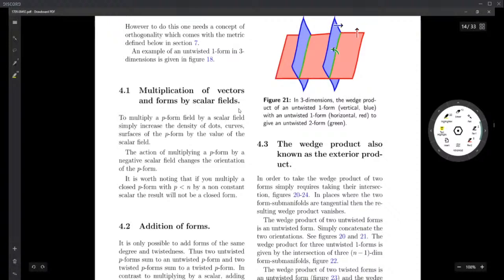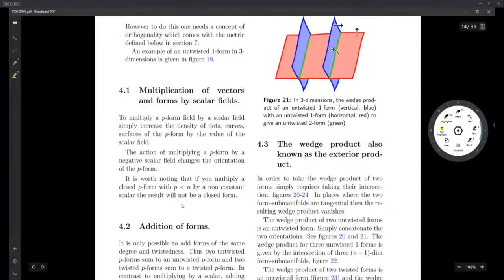So if you studied 10th grade physics, you would obviously know what happens when you multiply a scalar with a vector field. It's simple. The vector gets multiplied by the scalar quantity, right? And it's analogous: you multiply a form by a scalar field, right?